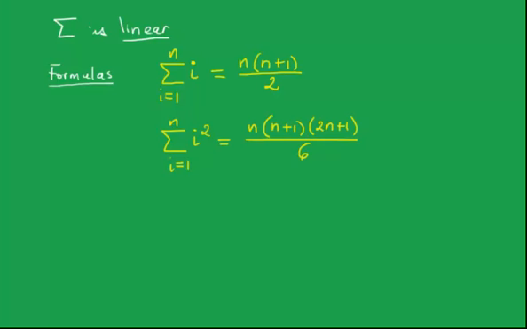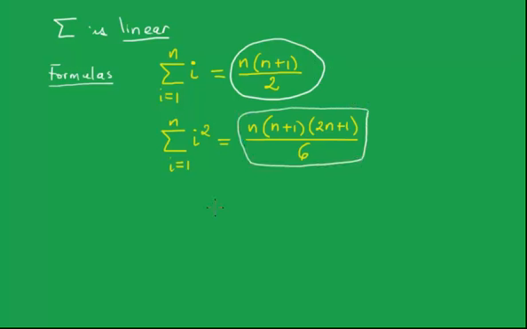What I want you to notice is that on the right hand side of these formulas here, you don't see I anymore. You don't see that counter anymore. So it's only expressed in terms of n, the end point. Okay, so that's one thing that you have to remember here.